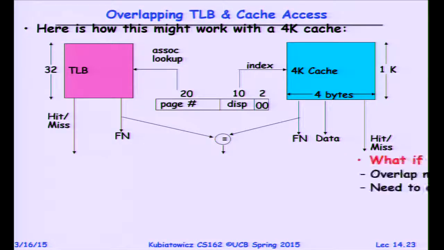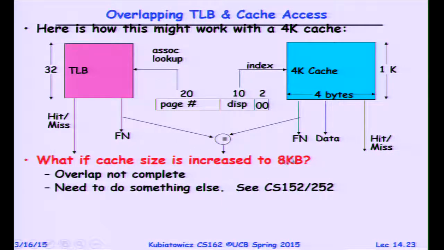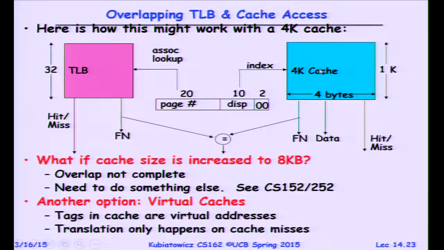Now, of course, the problem with this is I just did this with a 4K cache, which is 12 bits total down here. But you might say, what happens if I've got an 8K cache? Then this overlap doesn't quite work, and there's all sorts of things you can do, like breaking the cache into two pieces or making it higher associativity, or lots of other things to try to speed that up. But we're not going to go into that for now.